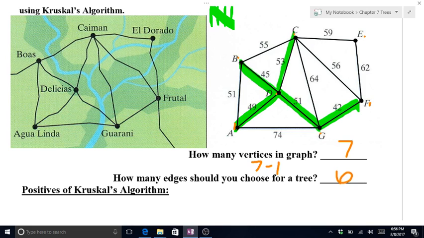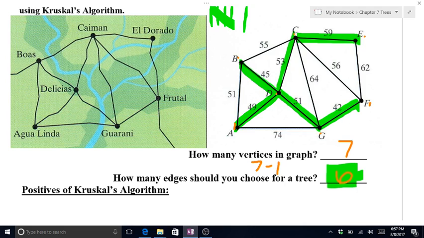My next smallest would be 55, but that closes a circuit if I connect B to C. My next smallest is 56, but that also closes a circuit if I connect C and F. So then my final smallest is going to be 59, that connects out to E. That's a total of 6. Once you've reached the 6 edges, you are good to go.